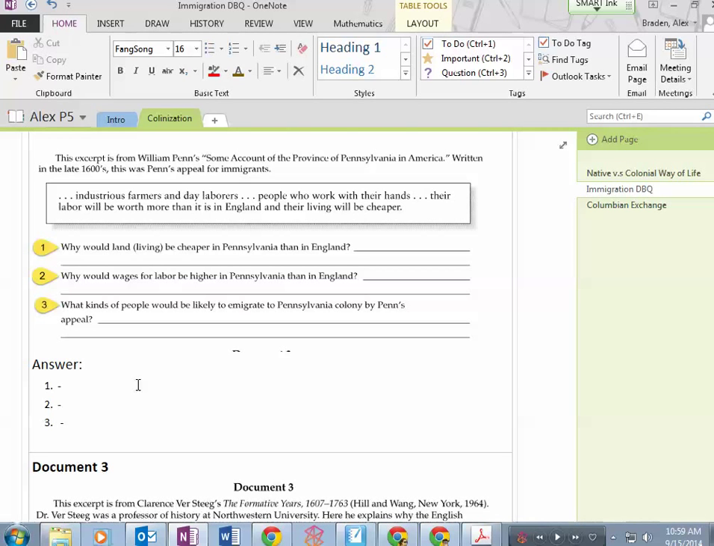So I hope that gives you a good idea how you can take your PDFs and turn them into worksheets for your OneNote.